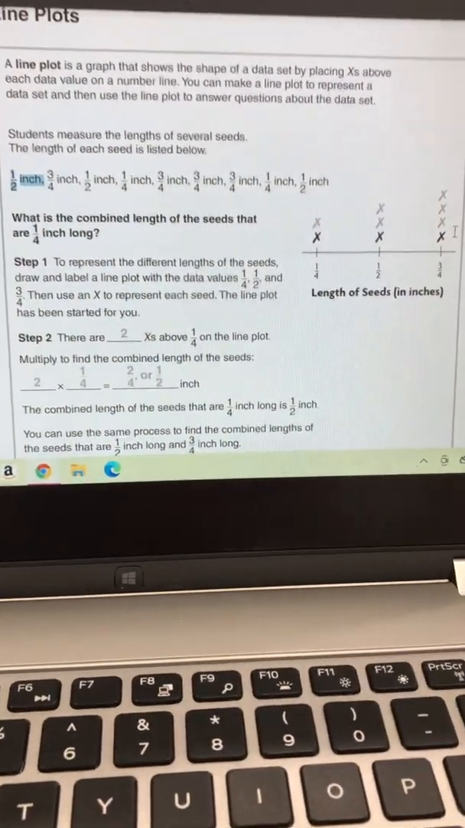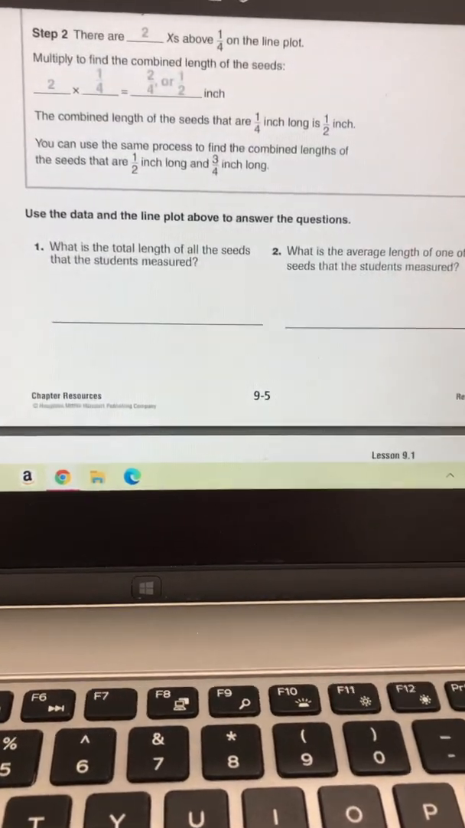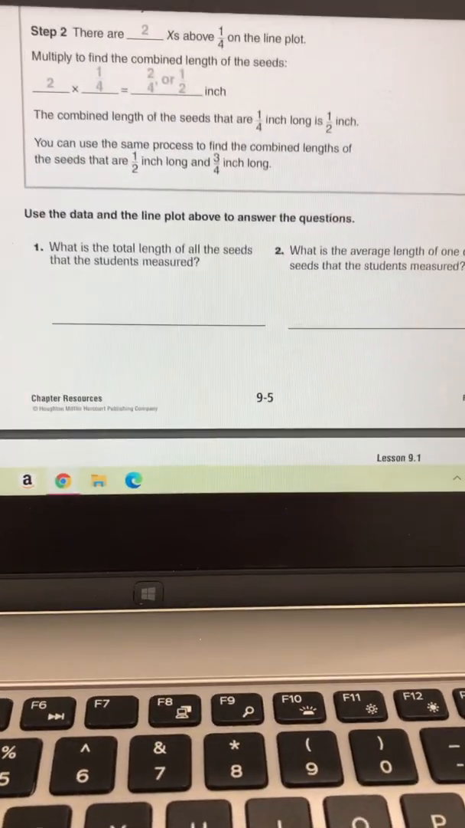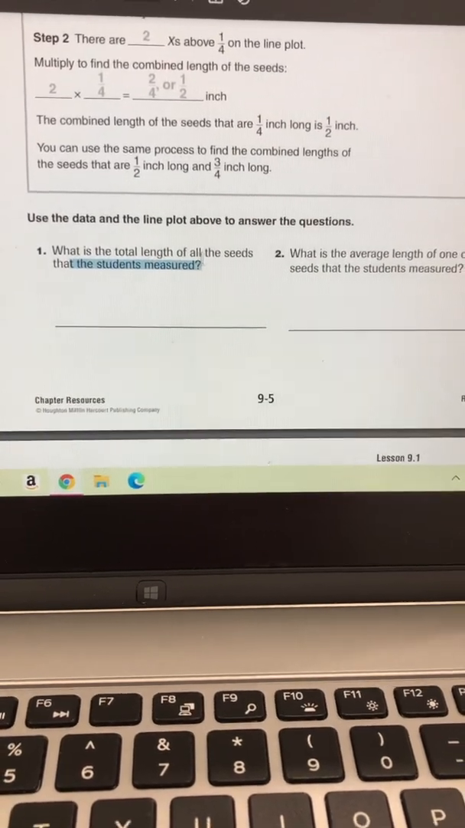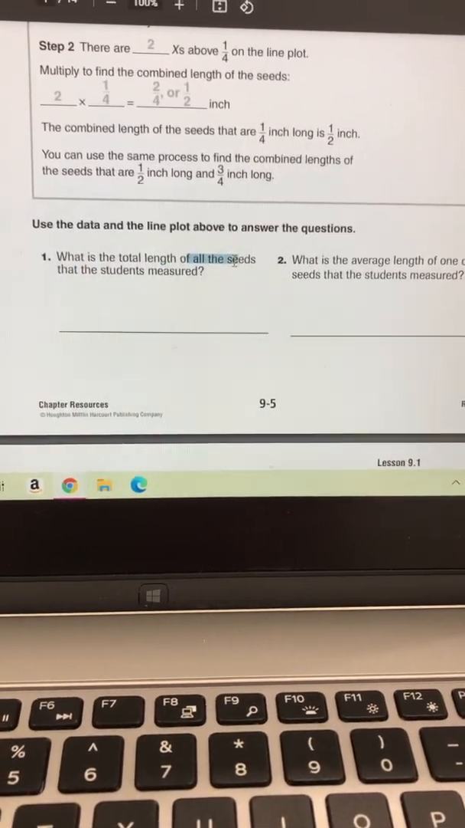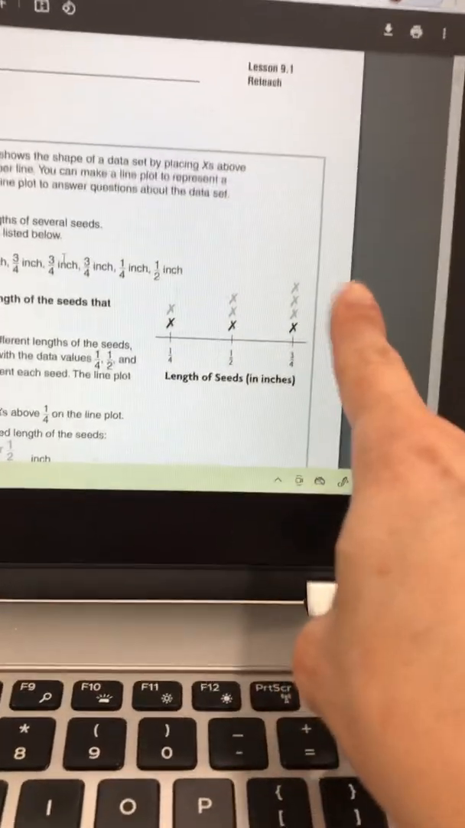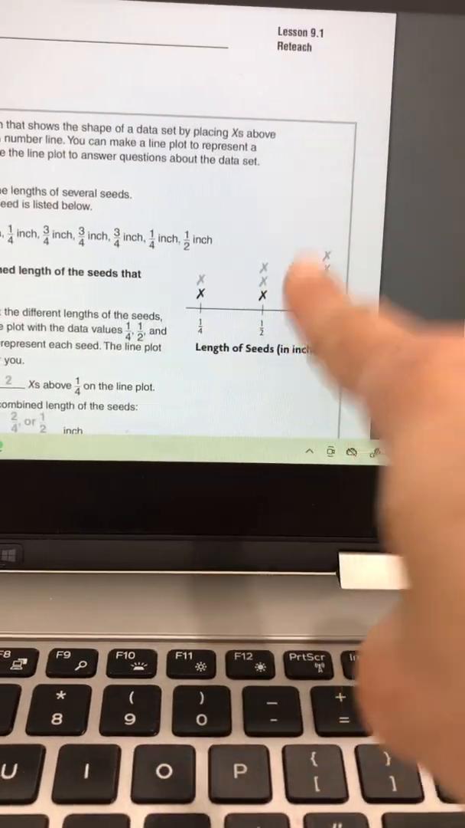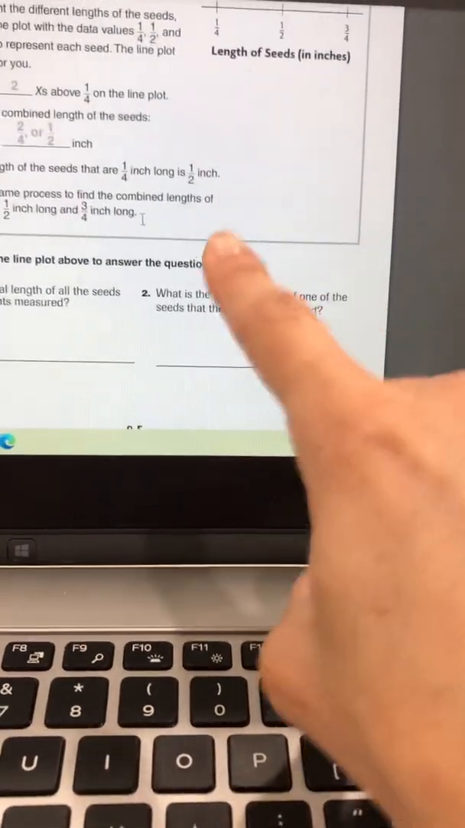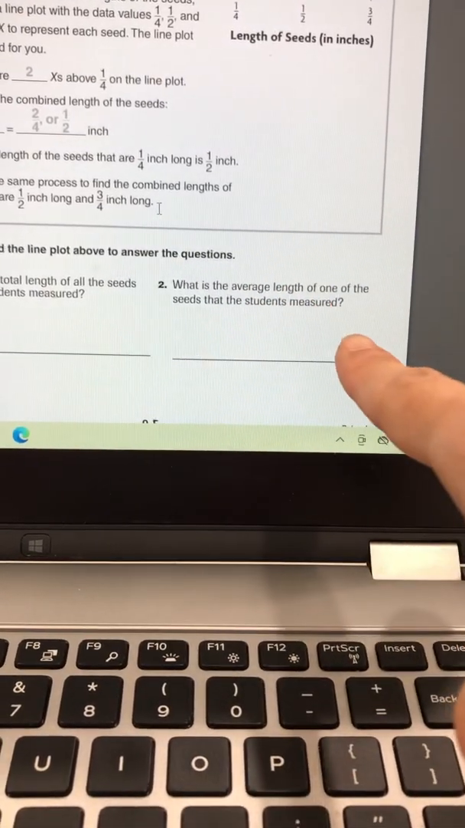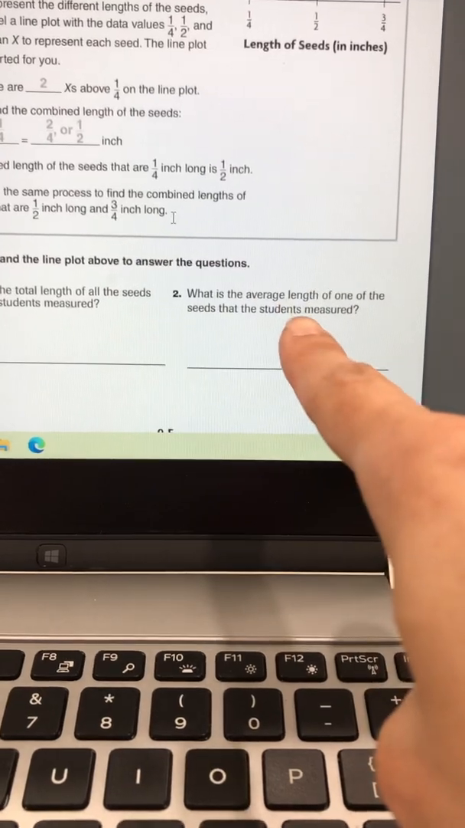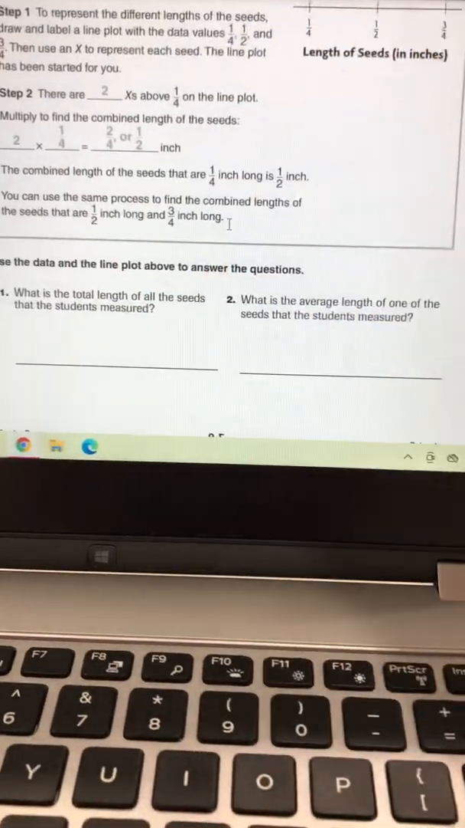So down here, they want you to find the total length of all the seeds that the students measured. When it says all, that means that you're going to add up everything you see here, okay? And then notice how in number 2, they want the average length of one of the seeds that the students measured. So before we do average, we've got to do what number 1 wants. So let's review that part, okay?